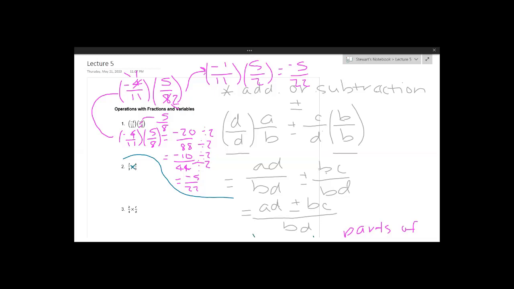This is going to end up being 2 times 4 over 3 times 9, so it'll just be 8/27. Nice and simple. We're all done. That's all there is to that one.